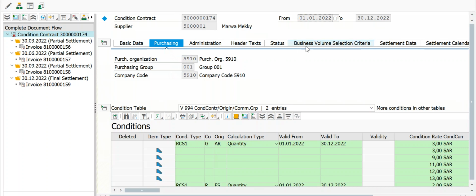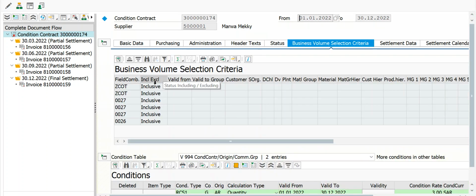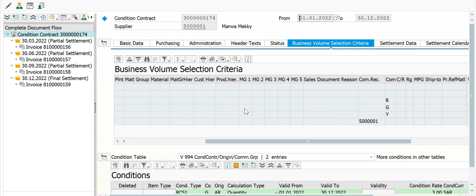Then we go to the business volume selection criteria. The very first field combination is ZCOT. This is a custom field combination. This is a country of origin. And the second thing is 0027. This is a commission group. And the third one is 0026. This is a commission recipient. So obviously, the commission recipient is our sales employee.